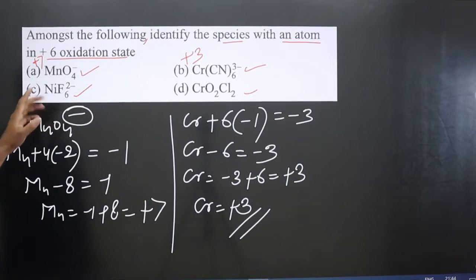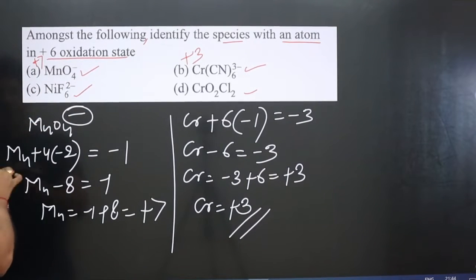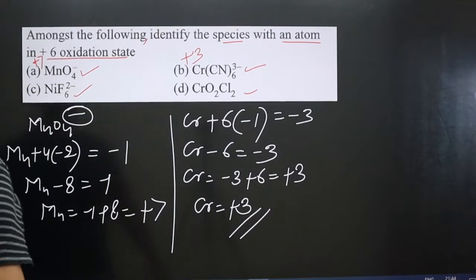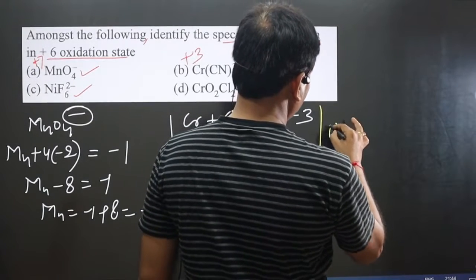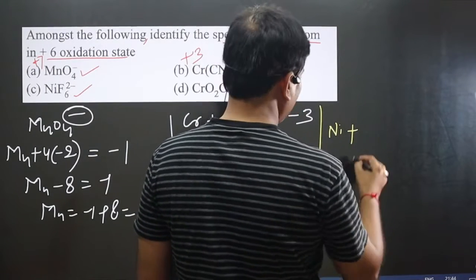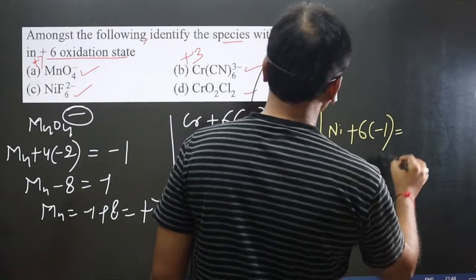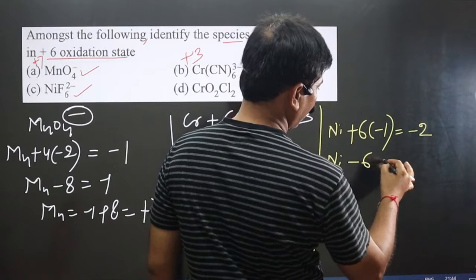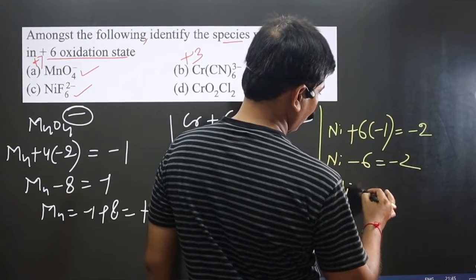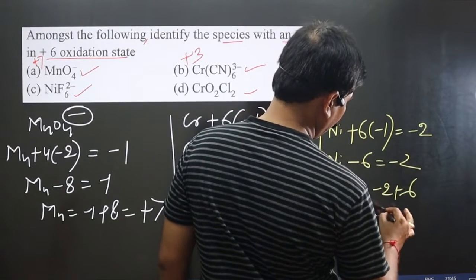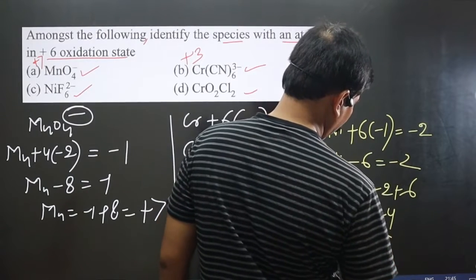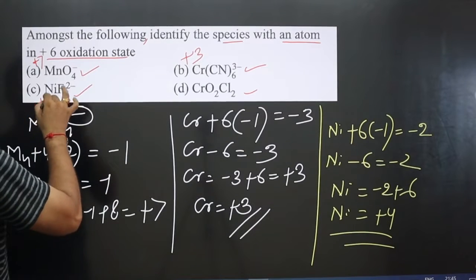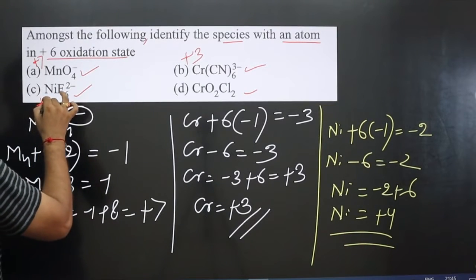Now move on to option C. In this case we have nickel. How many fluorine atoms are there? 6. Each fluorine is -1, and total charge is -2. Nickel - 6 = -2, then nickel is equal to -2 + 6, so nickel is present in +4 oxidation number. So till now we did not get any option in which the central element is present in +6 oxidation number.